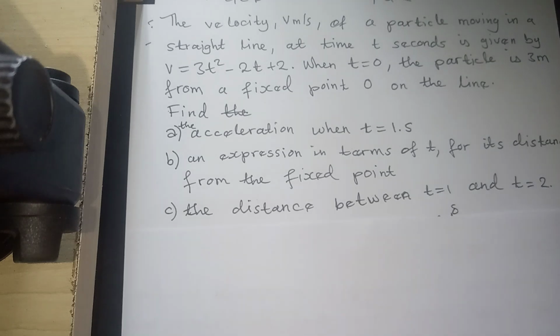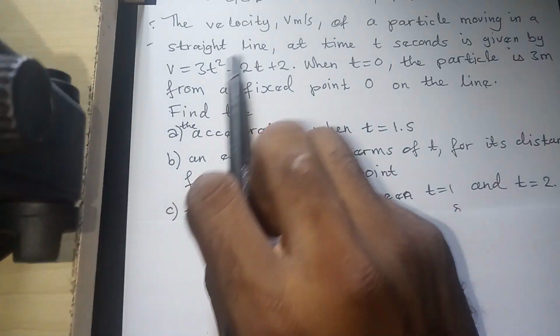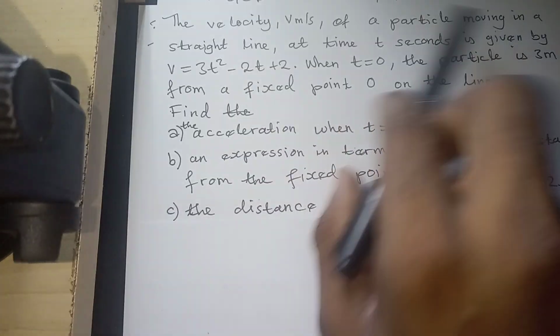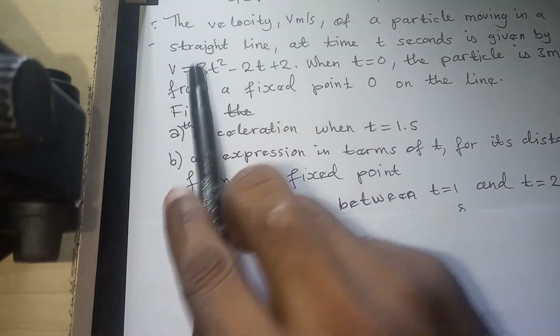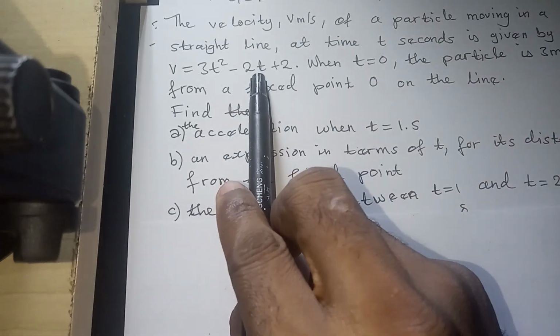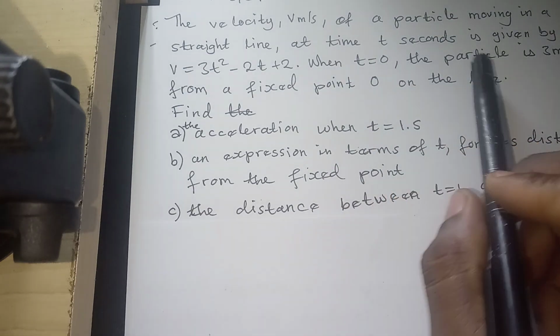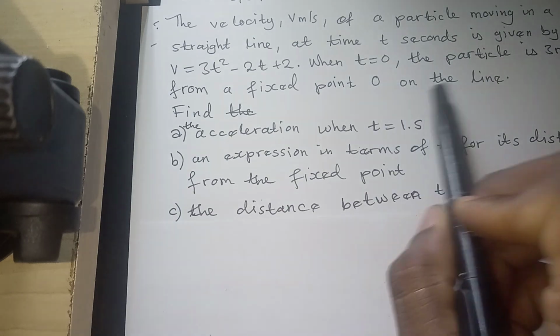So every time you see this, just know that you have 3 marks. The velocity v meters per second of a particle moving in a straight line at time t seconds is given by v is equal to 3t squared minus 2t plus 2. When t is equal to 0, the particle is 3 meters from a fixed point O on the line.